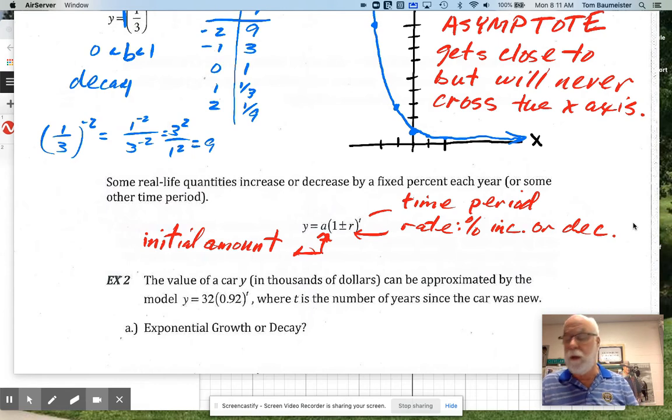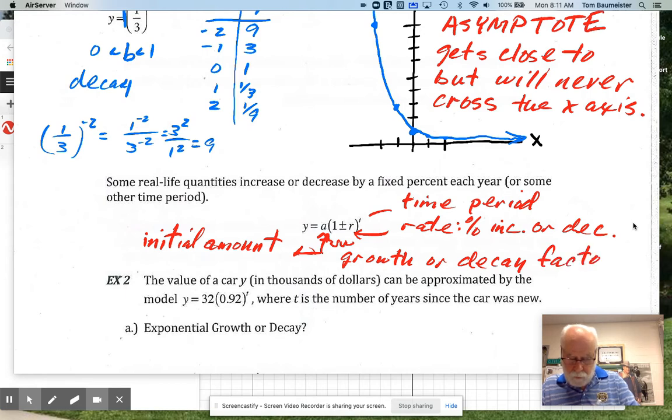The whole thing, the 1 plus or minus r, is going to be our growth or decay factor. That again includes the 1 plus or minus, because if it's 1 plus, it's going to be greater than 1. If it's 1 minus, it's going to be less than 1. So from what we talked about up above, that'll tell us if it's a decay or a growth.